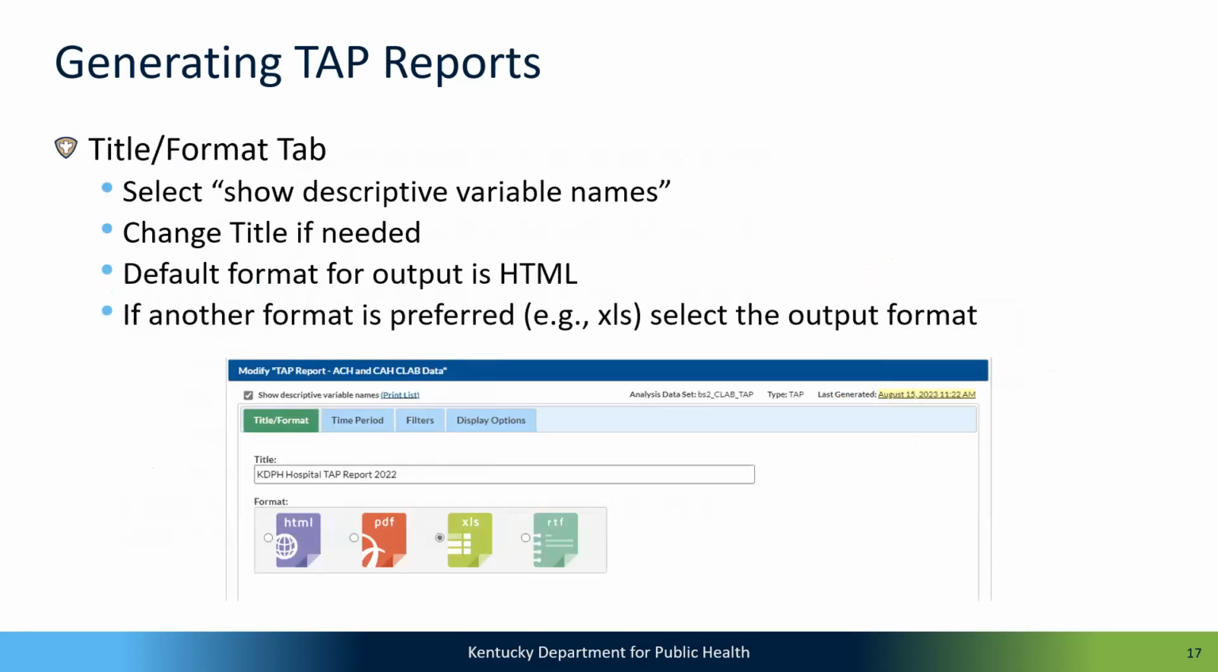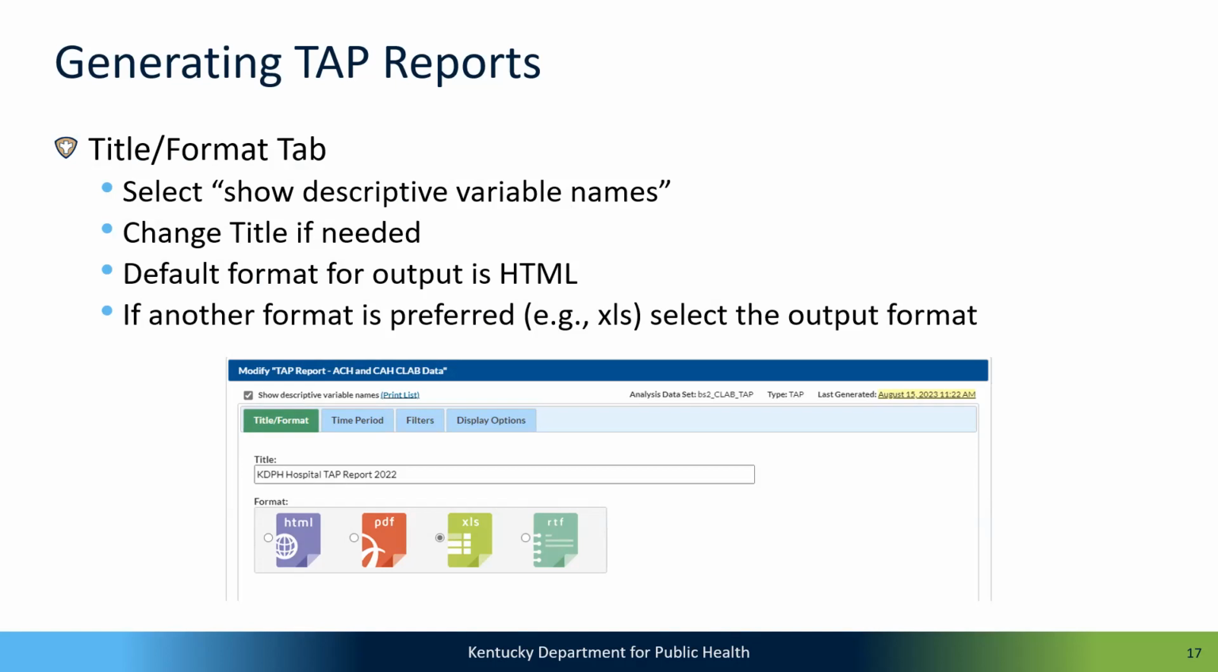So now moving into the ways that we can generate the data set. This will be when we go into modify the TAP report. So first, looking at the first tab, we want to always go in as a best practice and select the show descriptive variable names. As we know, there are a variety of different variables that are included within NHSN, and some of them do not have very clear names. So whenever you click Show Descriptive Variable Names, it puts it in a way that is much more understandable when you're going through the different variables that you have selected or that are included within the TAP report.